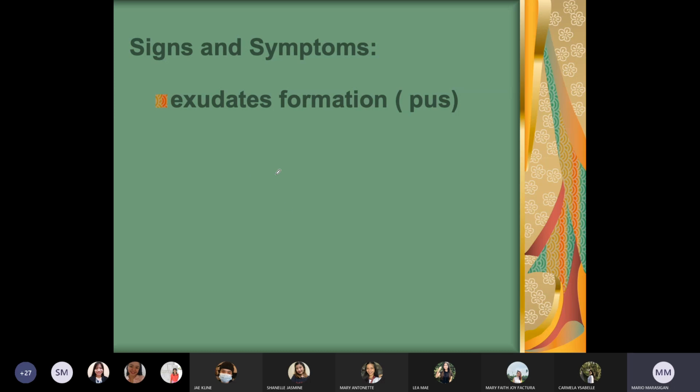For signs and symptoms, you will see discharge coming out from the ear canal, more on the yellowish side in color. It smells, because there is pus. There is otalgia or ear pain. The patient has fever. Remember that the serous type has no fever, but it can lead to the acute type.